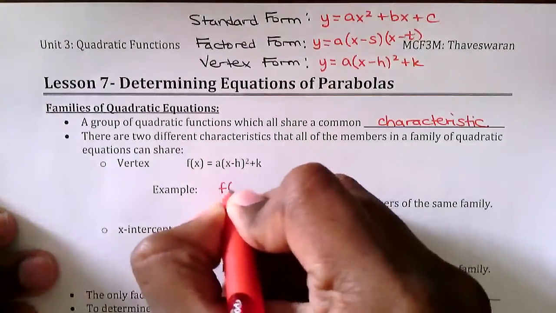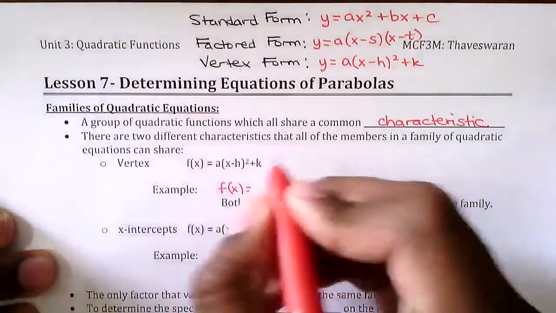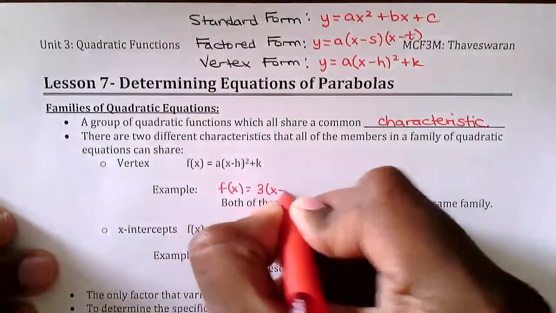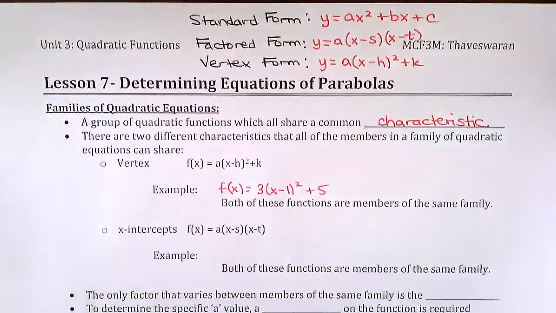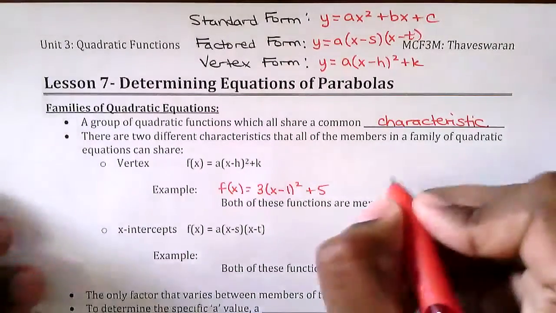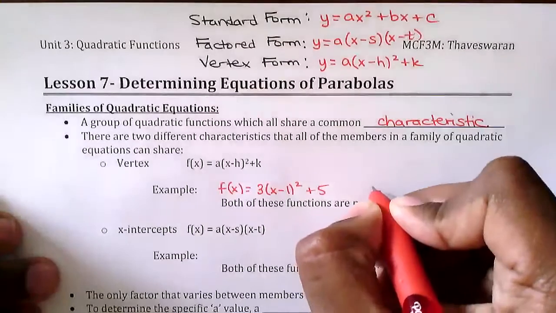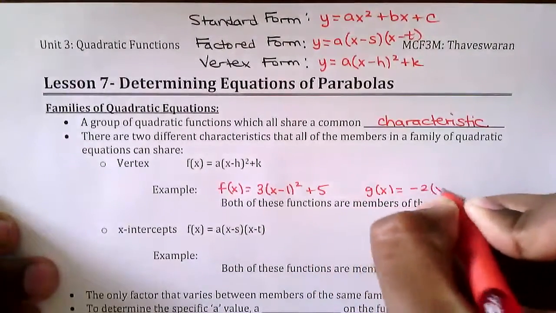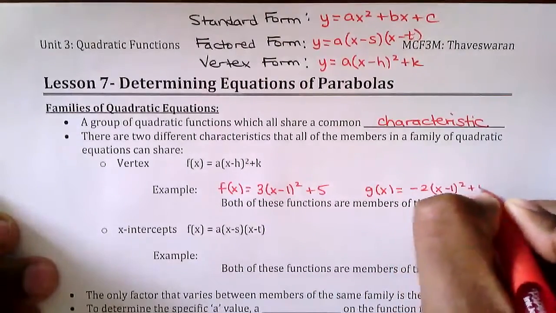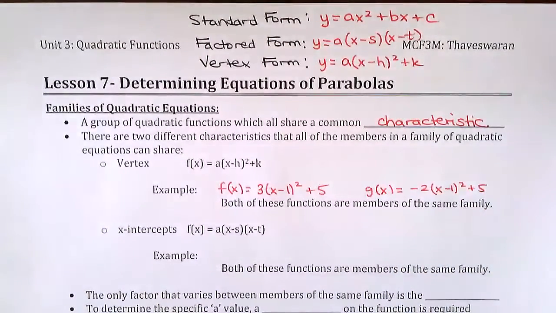So one member of this family is f of x equals 3(x minus 1) squared plus 5. And another member of this quadratic equation family is g of x, which is equal to negative 2(x minus 1) squared plus 5. Now we said that if the vertex of 2 quadratic functions is the same, then they belong to the same family of quadratic equations.